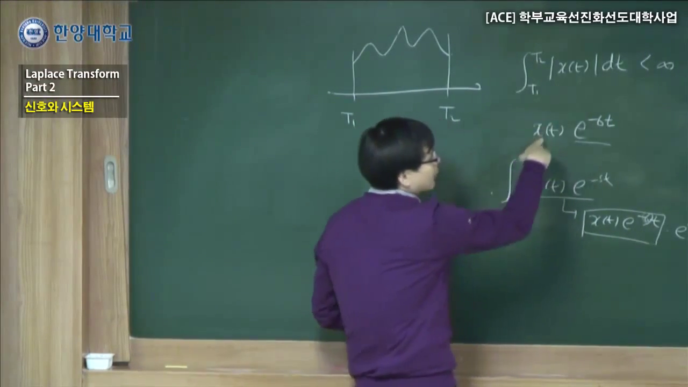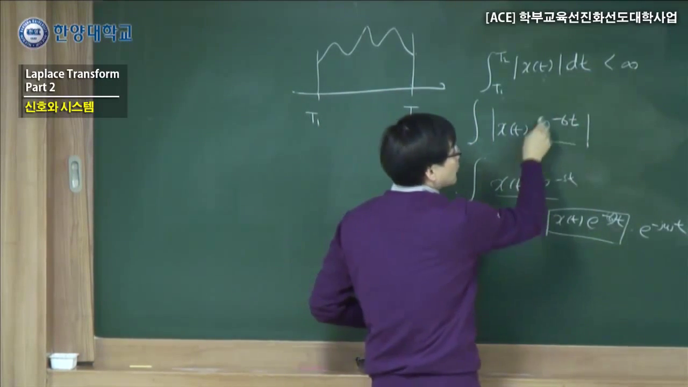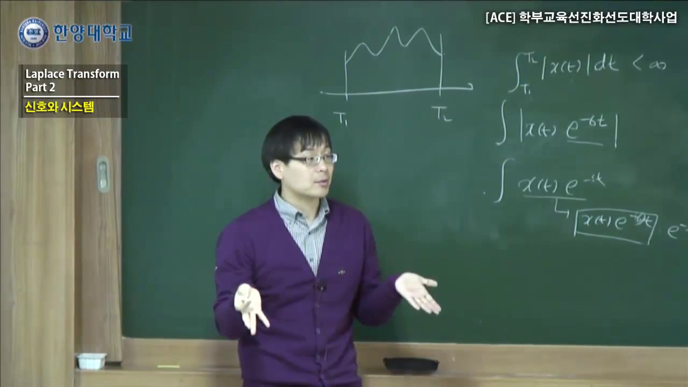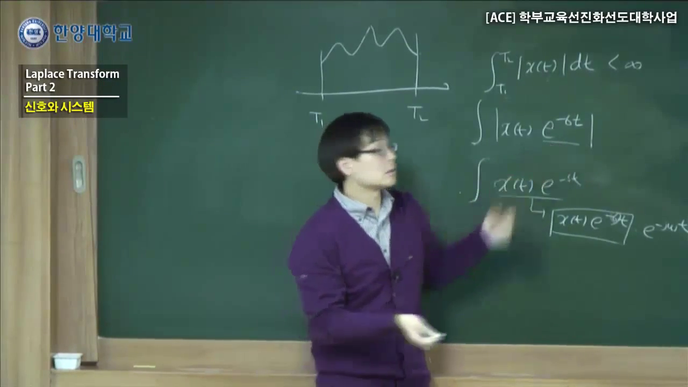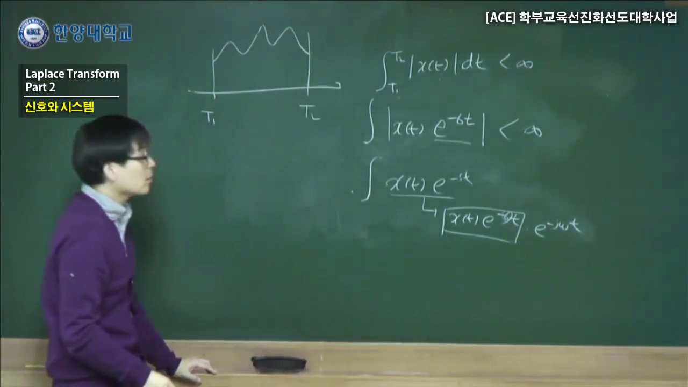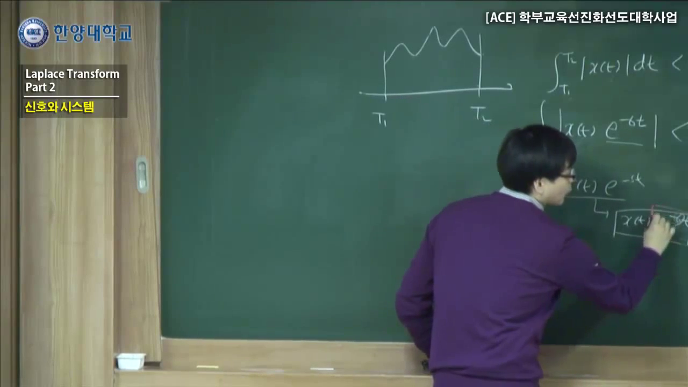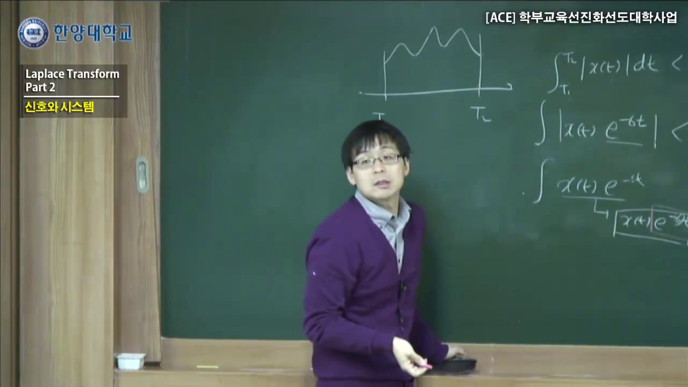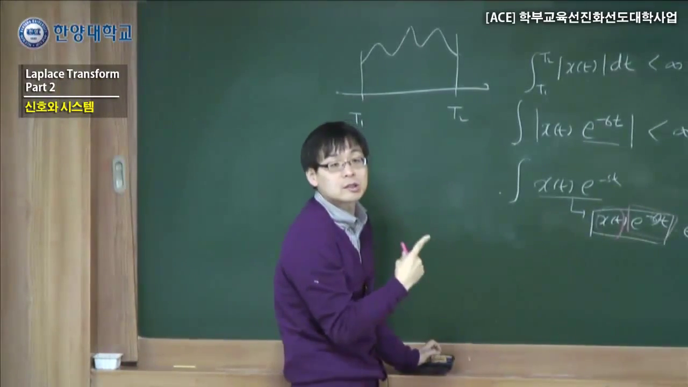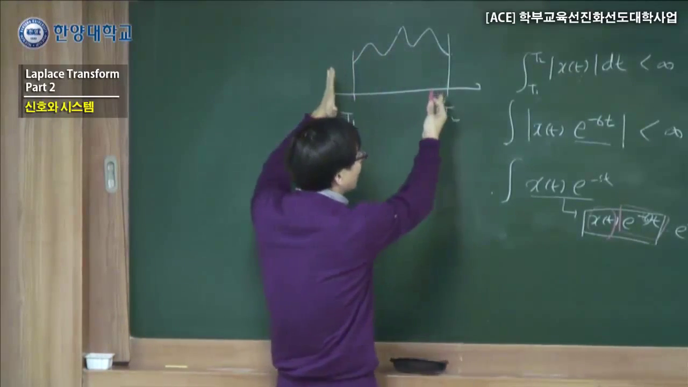If this is absolutely integrable, then this one is also confined. Whatever delta happens, this one is also confined. So this one is still absolutely integrable. The reason that this may diverge is when t goes to infinity, or x has a very strange infinite value at a certain point. This one doesn't have those things. They are finite in time, so we don't have to go deep.